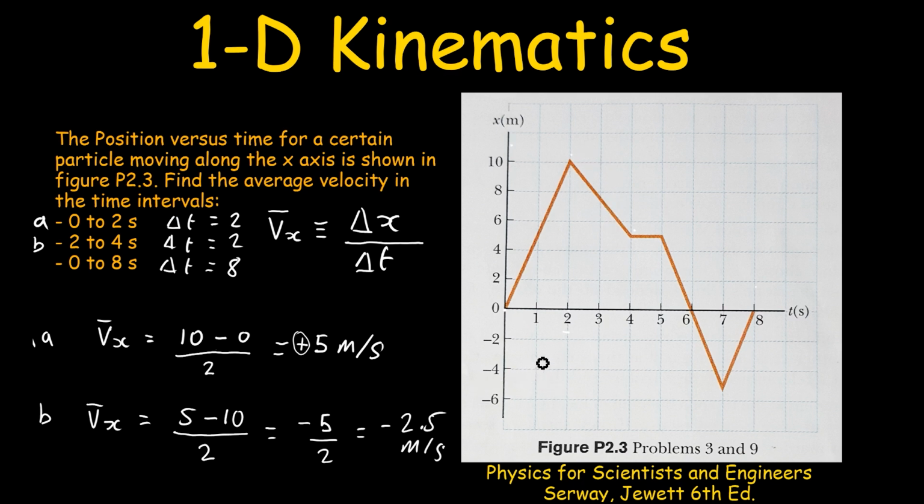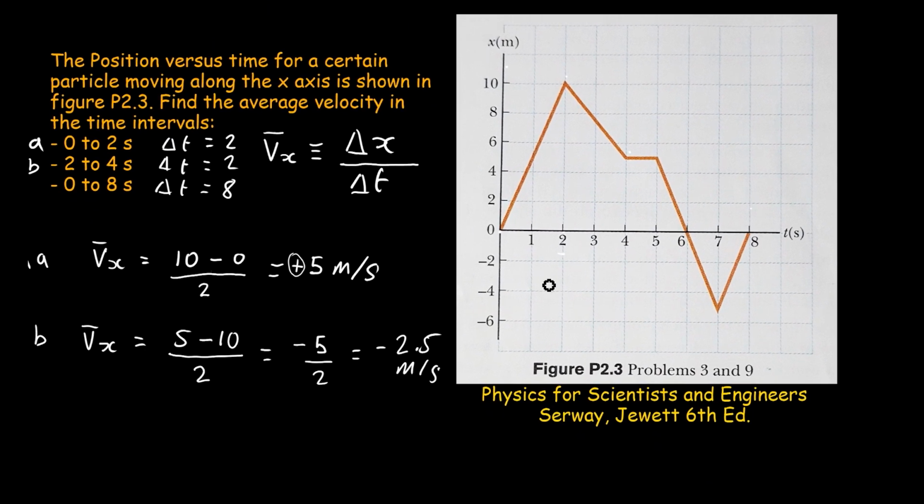So lastly, part C of the problem. Our average velocity is equal to our final position, which is 0, minus the initial position, which is 0, divided by 8 seconds. Now this equals 0.